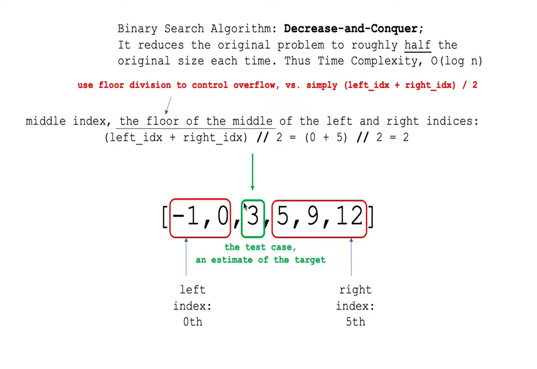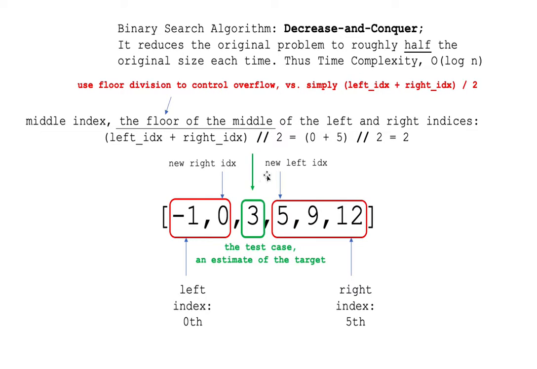So first of all, to get the middle index, we assign the left index to be the first element and the right index to point to the last element. And then instead of simply using left index plus right index divided by 2, which might have an overflow problem, like 7 divided by 2 equals 3.5, we use a floor division to control overflow. Specifically, we use a double slash, therefore 7 floor divided by 2 will be 3. And we point that to the middle element.